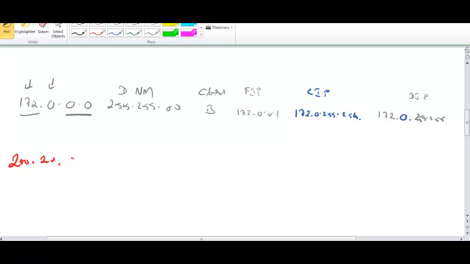200.20.0.0. What is the default network mask? Network mask, please. Default network mask. 255.255.255.0. Very correct. Right. What class is it? Class C. Now, what is the first IP?